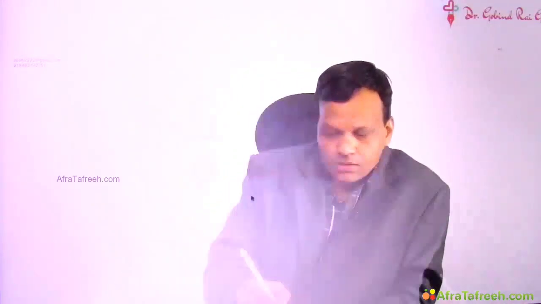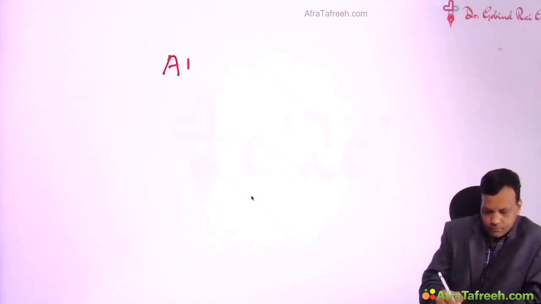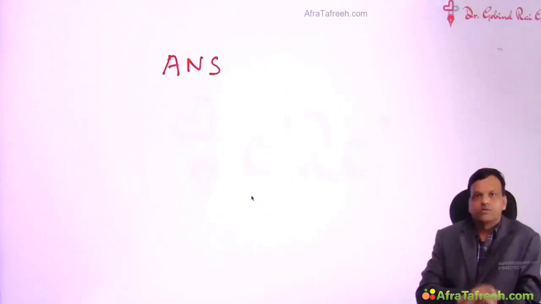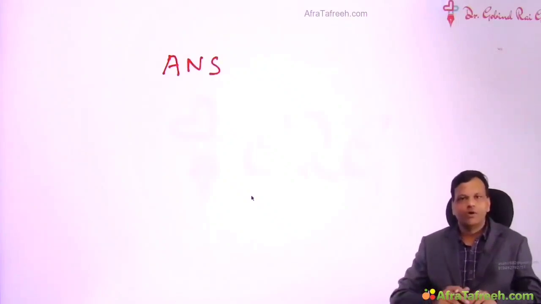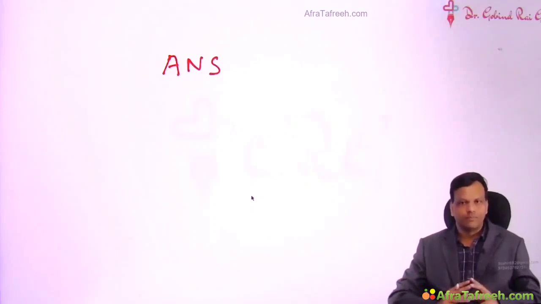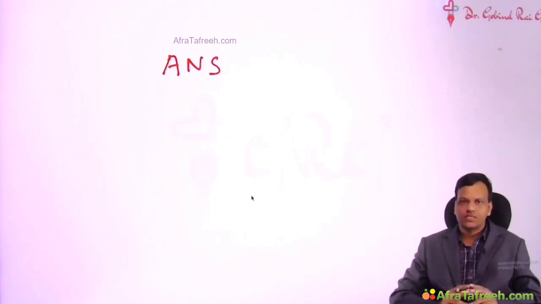Our next topic is now the autonomic nervous system. We all know it consists of two main parts, the sympathetic system and the parasympathetic system. Basically, the autonomic nervous system is the efferent branch of the central nervous system. That means it originates from the brain and spinal cord only.